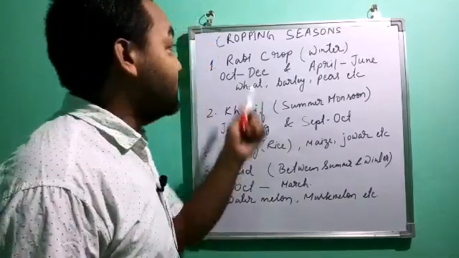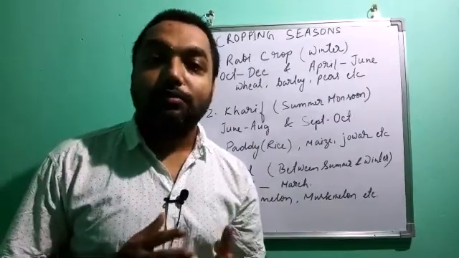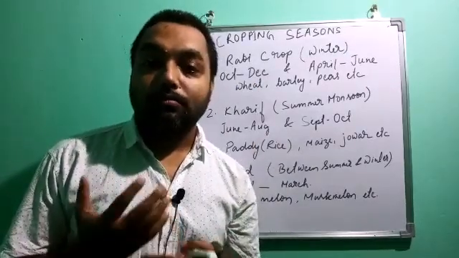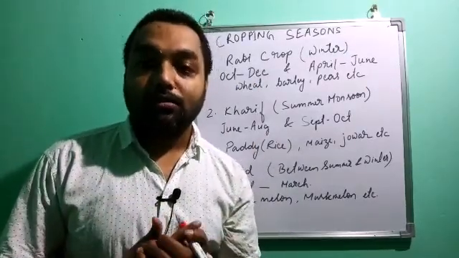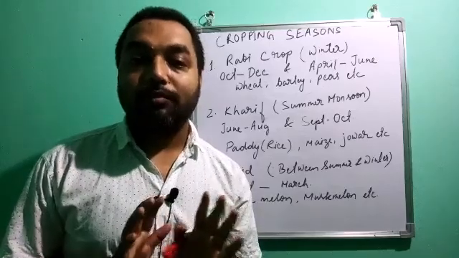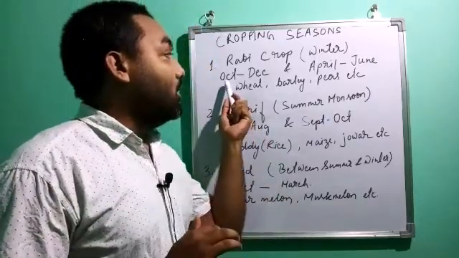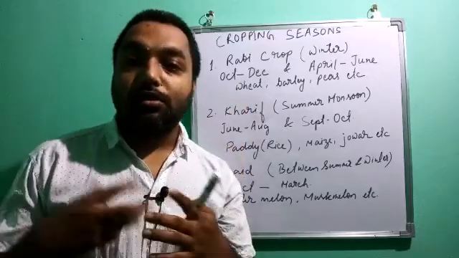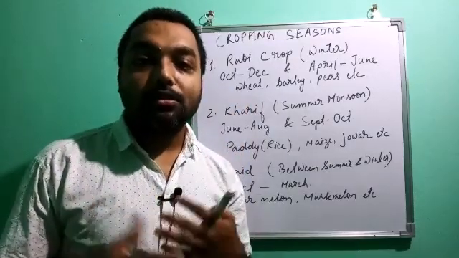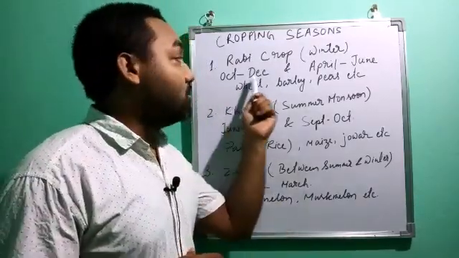So the first one is the Rabi crop season. The Rabi crop season is done in the winter months. In India, when winter prevails, at that time this Rabi crop is done. The sowing of seed and cultivating of seed are started in October to December.